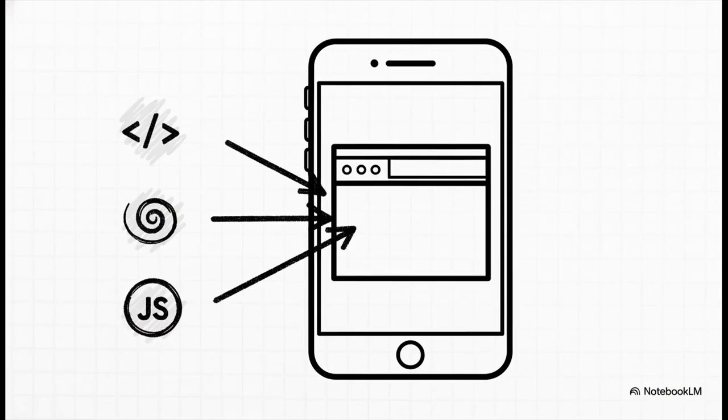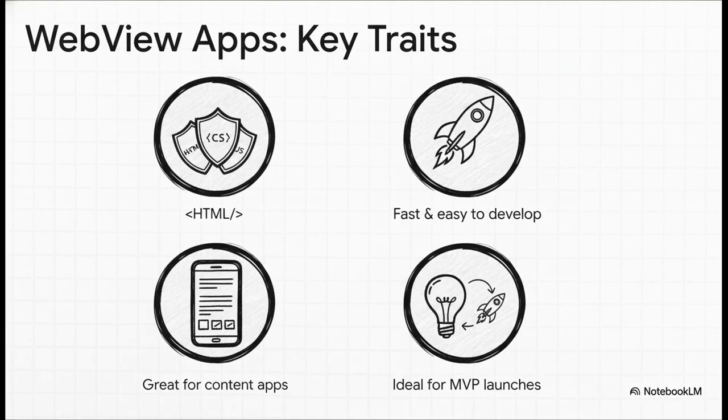First up, we've got the simplest and most straightforward kind, web view apps. The easiest way to think about these is that they're basically a website, just packaged up neatly inside a native app's shell. So, because they're built using standard web stuff, they are ridiculously fast to get up and running. This makes them a fantastic choice for apps that are mostly about showing content, or for when you want to launch a minimum viable product, an MVP, and you need to do it like yesterday.